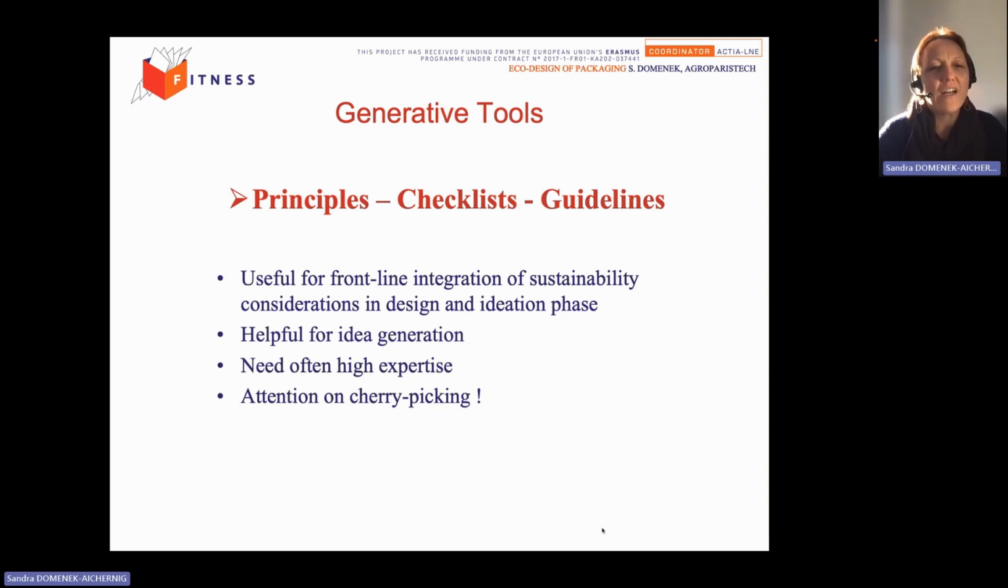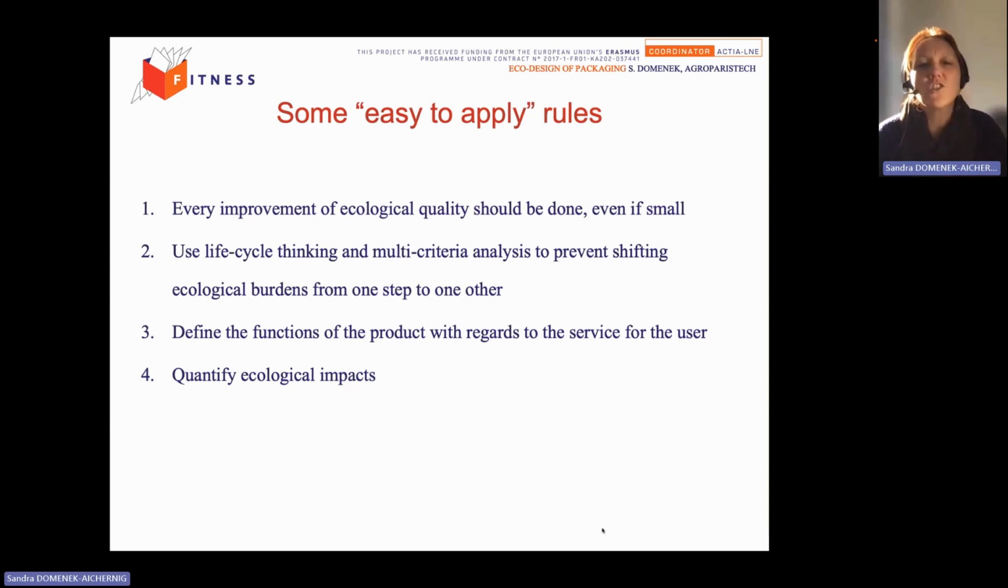It is very rare that people who do not know much about the subject come up with a sound eco-designed proposal. And because those are checklists, attention also has to be paid to cherry picking. So ideally, you should check all the points on your checklist and not just one, whenever it is possible. So what could be such checklists?